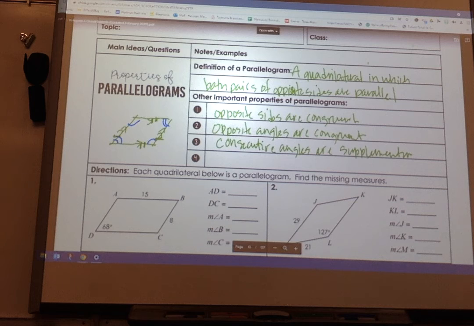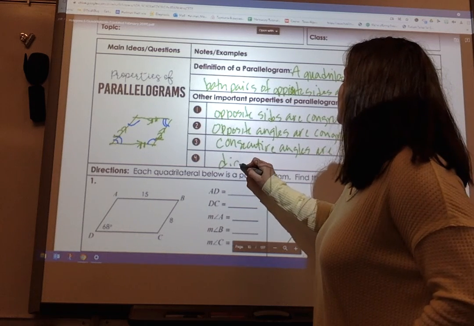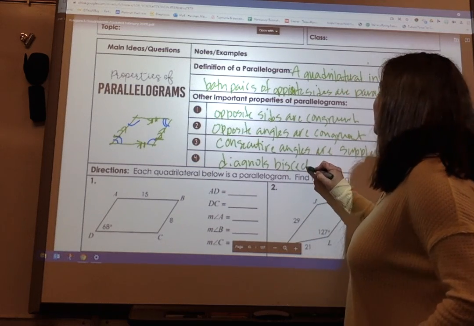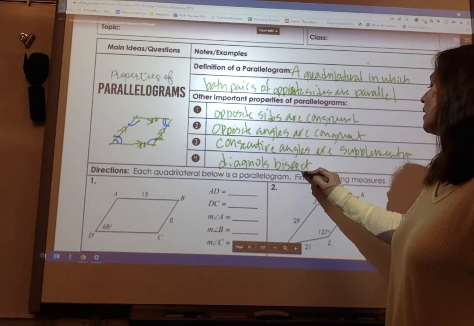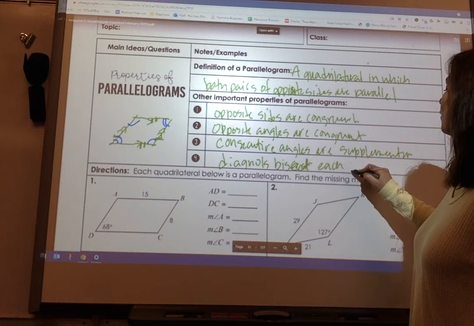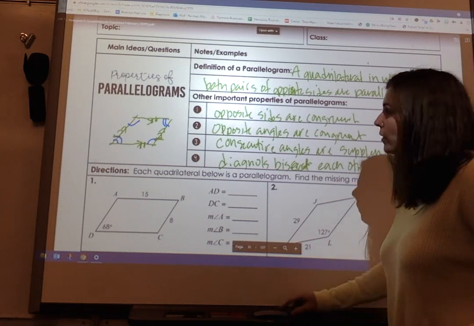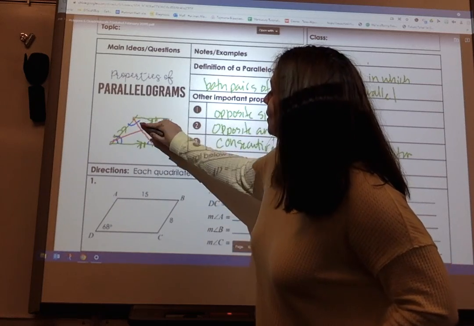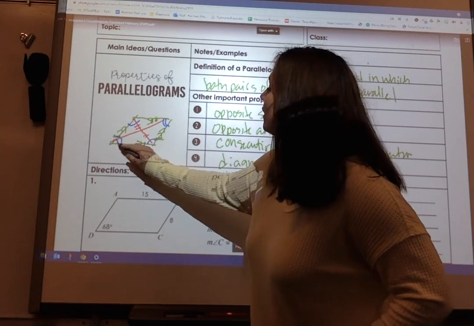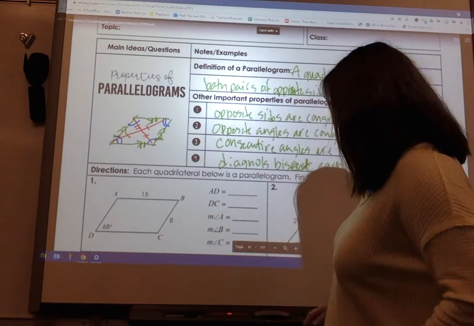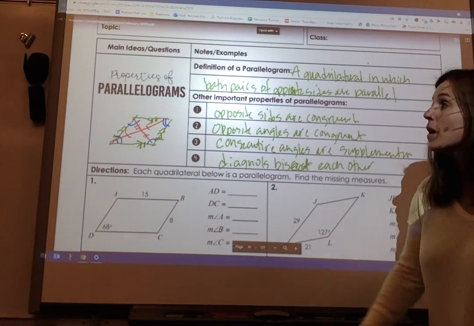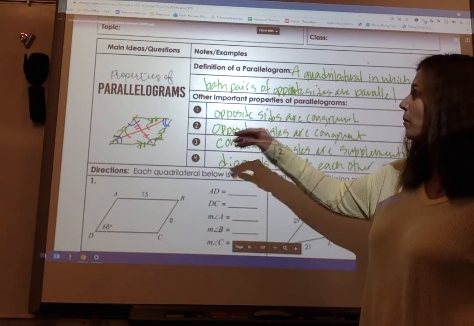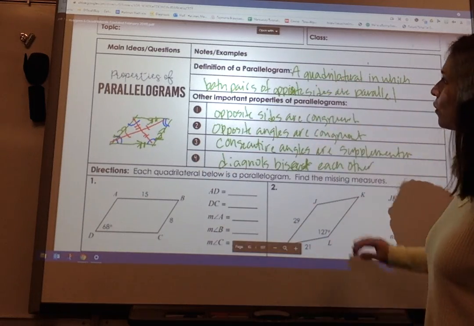One other property is that diagonals bisect each other. So here's what that means. If this is a diagonal and this is a diagonal, it's cutting this diagonal in half and it's cutting this diagonal in half. So they bisect each other. So every parallelogram has these four qualities to them, okay, four properties. And then, of course, my overarching definition.